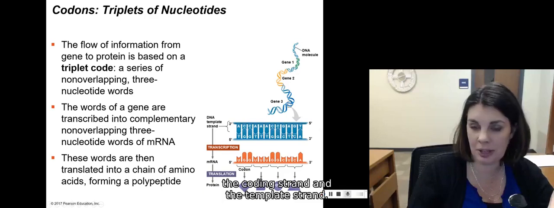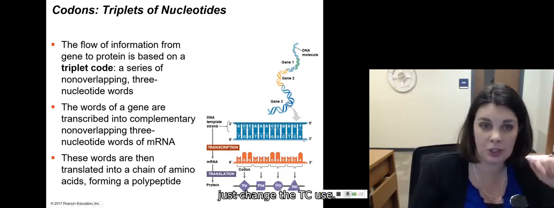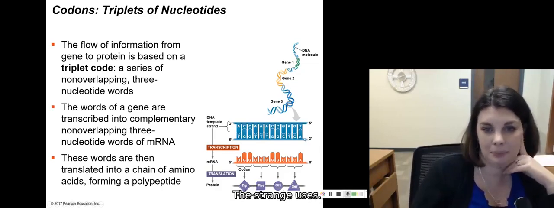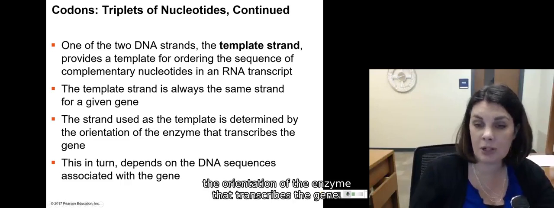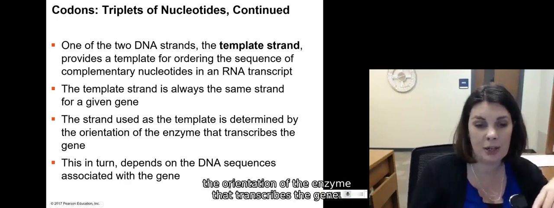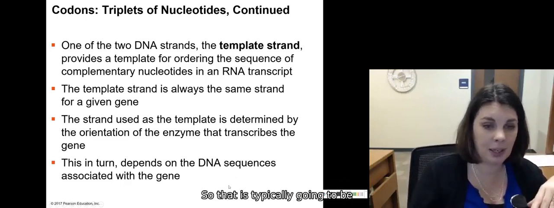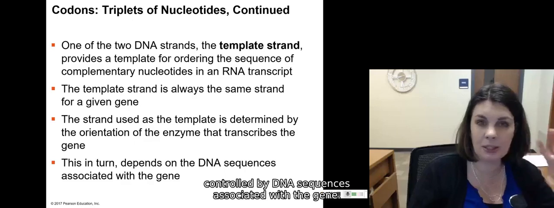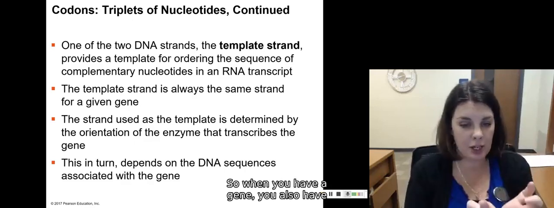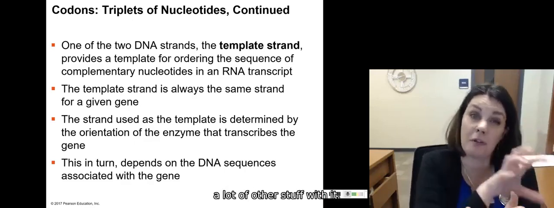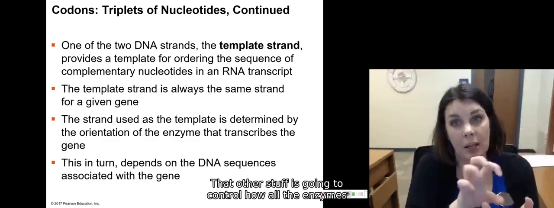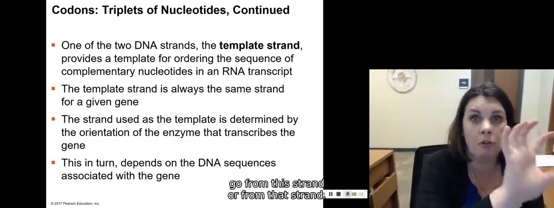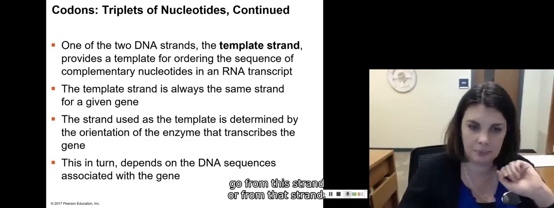I prefer to look at the coding strand and not the template strand, because it has the same code, just change the T's to U's. The strand used as a template is determined by the orientation of the enzyme that transcribes the gene. That is typically controlled by DNA sequences associated with the gene. When you have a gene, you also have a lot of other stuff with it, and that other stuff is going to control how the enzymes combine and whether they're going to go from this strand or from that strand.